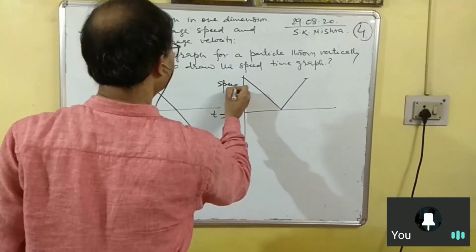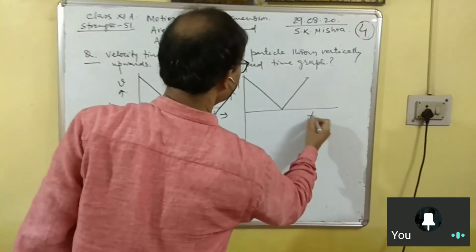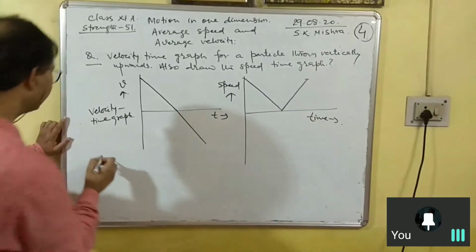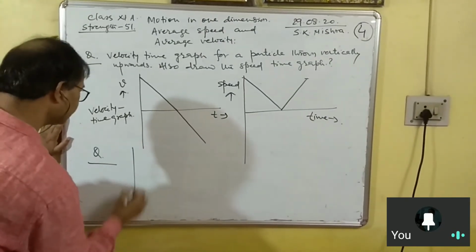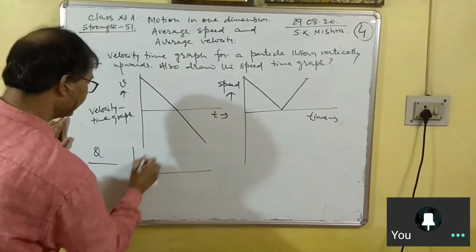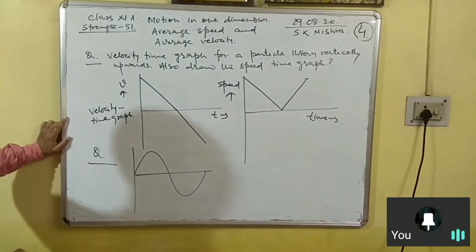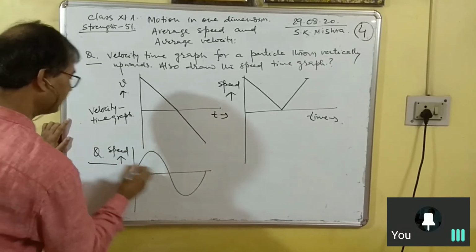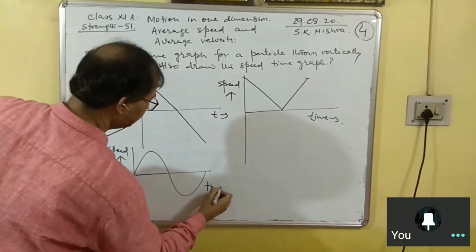Now you have taken speed here and time here. This is the speed time graph. Can anyone say that the speed time graph is like this? Is it possible for a speed time graph? Why is it not possible?